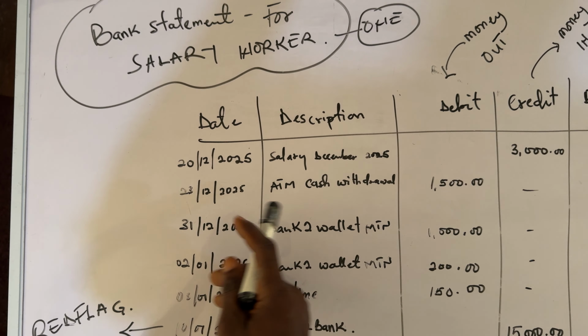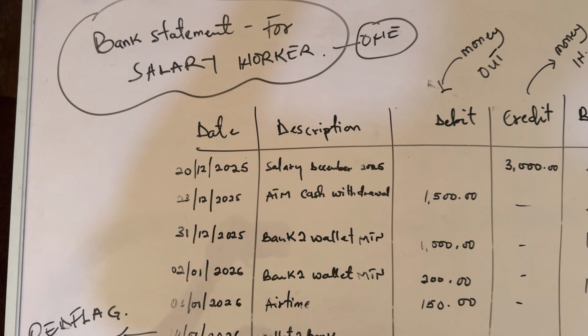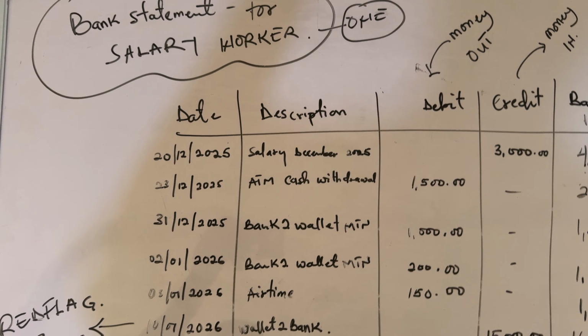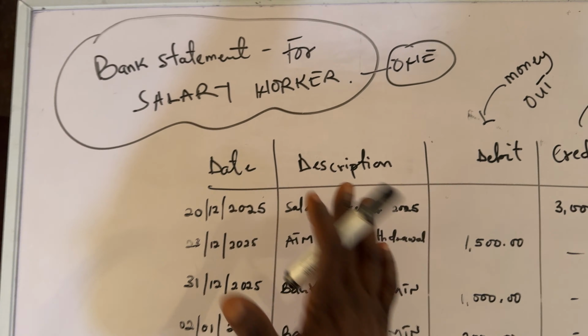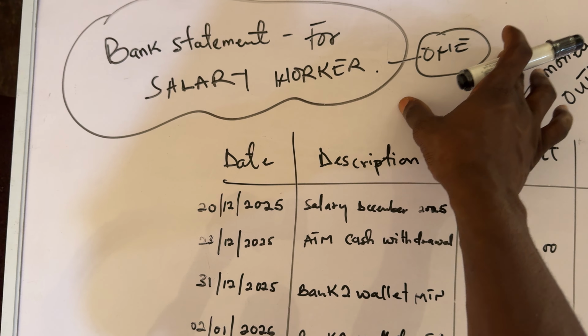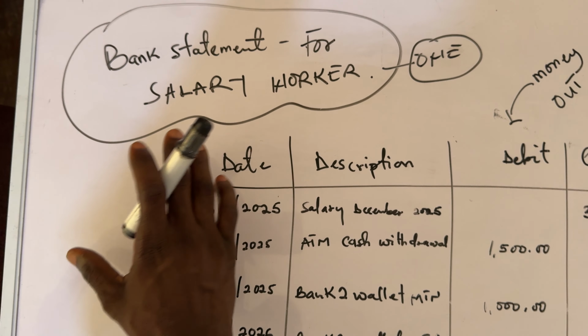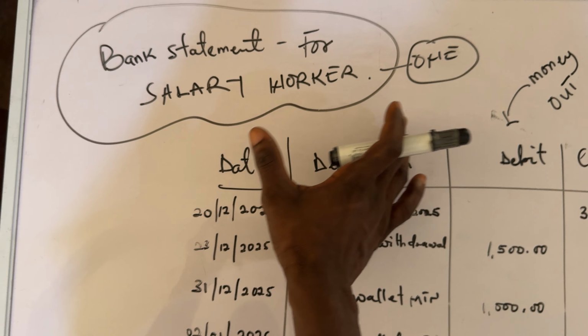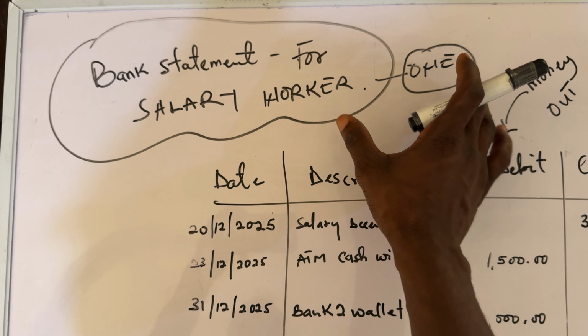If you are a salary worker trying to build your bank statement for visa application purposes, then this video is for you. What I mean by a salary worker here is that your source of income is only one, right? You get your money from your company. That is the only source of money that you have here.